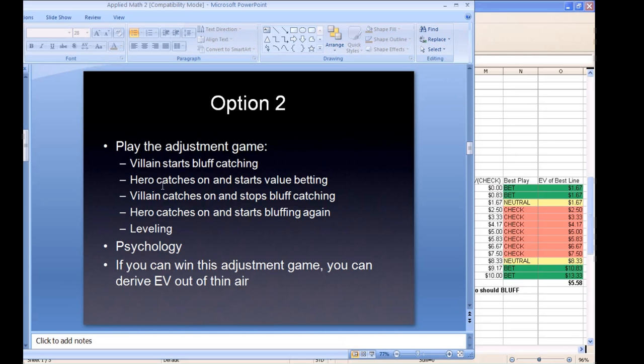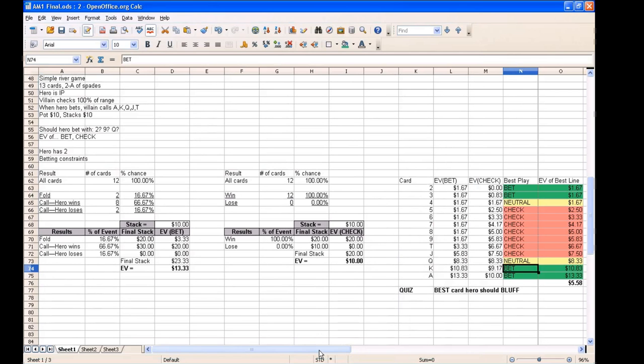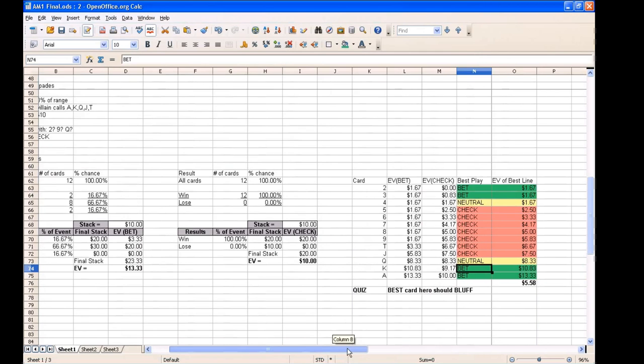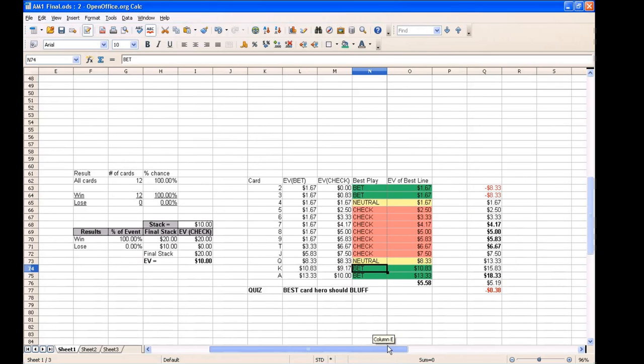As a result, we start value betting. As soon as our opponent catches on, and now only calls with strong hands, we start bluffing again. So if you can stay one step ahead of your opponent, then you can pretty much derive some EV out of thin air. And this is leveling, staying one step ahead of your opponent. He thinks that I'm bluffing a lot, so as a result, I'm not going to bluff. He thinks I'm never bluffing, so as a result, I'm going to start bluffing a lot. So I'm going to fill out this table, and we're going to play this kind of cat and mouse game, and I'm going to show how the EV of our best line will keep going up. And then we'll go into our third option, which is also pretty interesting.